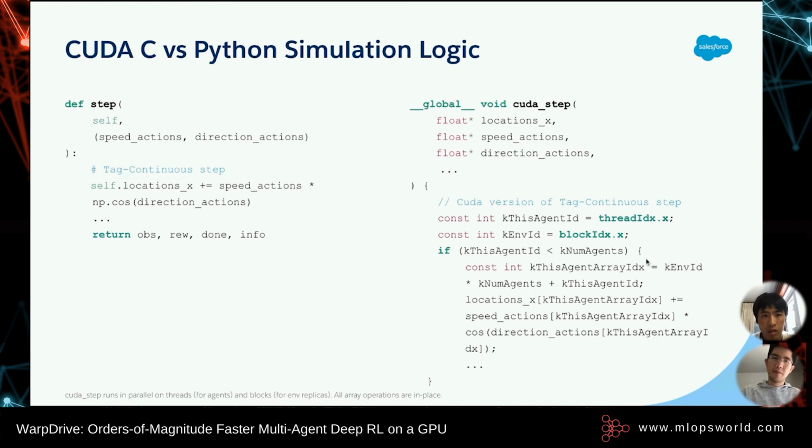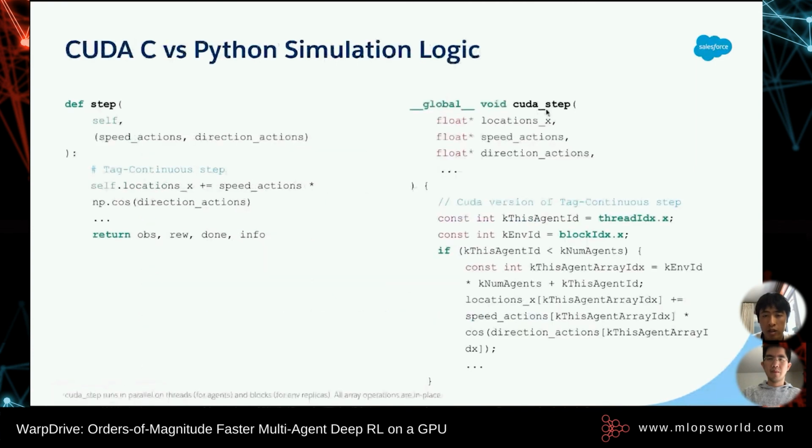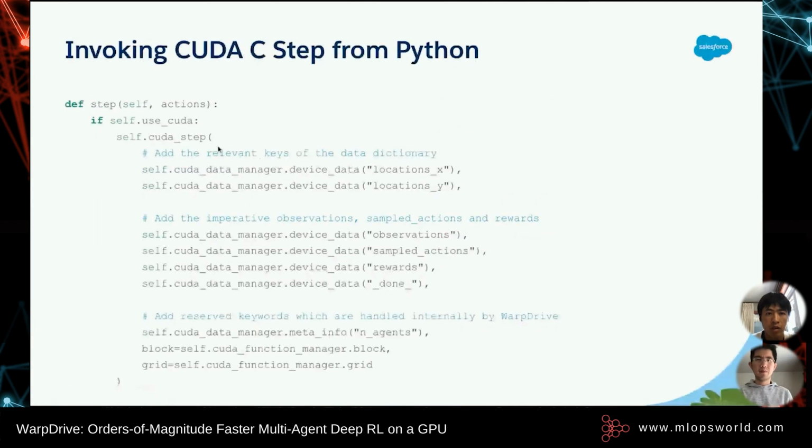And finally, this is a CUDA C translation of the NumPy. After that, you can have this CUDA step function. You can see that the data manager and the function manager already manage all those devices' data and push the data into the GPU. So in this step, we have this CUDA step function already defined. Then the last step is to have this CUDA step function fed all the data in the GPU. Then the CUDA step function can run, and WarpDrive will take care of everything starting from here.